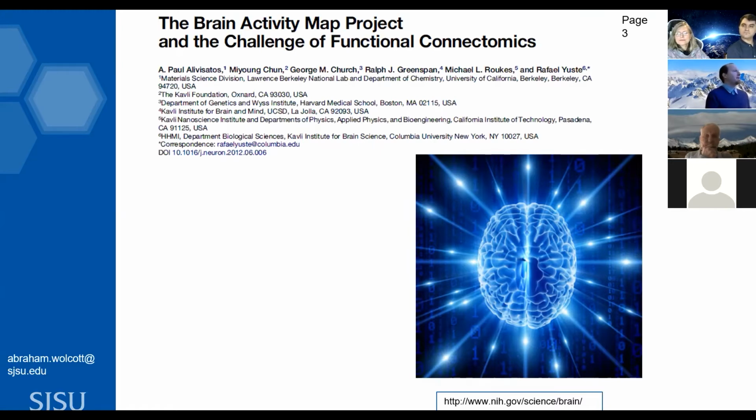And a lot of this was summarized by a collaborator, Rafael Yuste, who's the last author on the brain activity map project. And so this whole idea was, can we use NV centers to be able to track the electric field of firing neurons in real time?